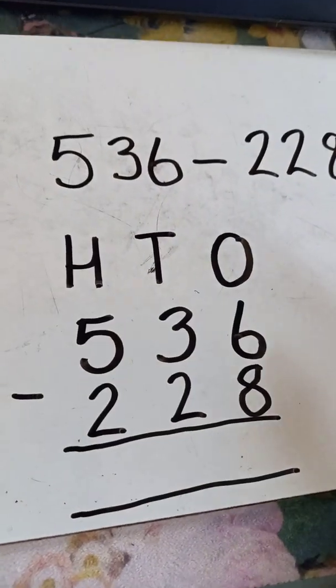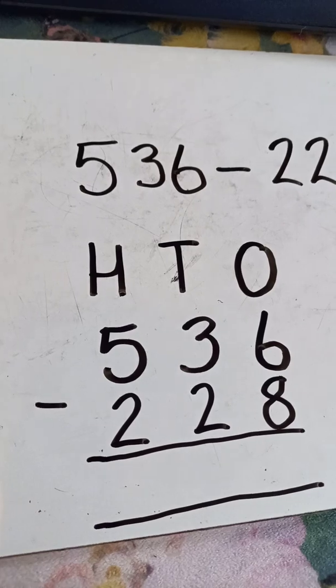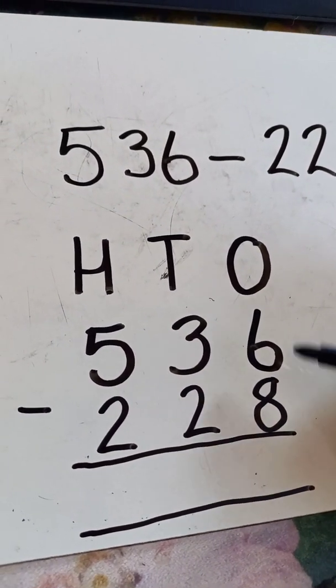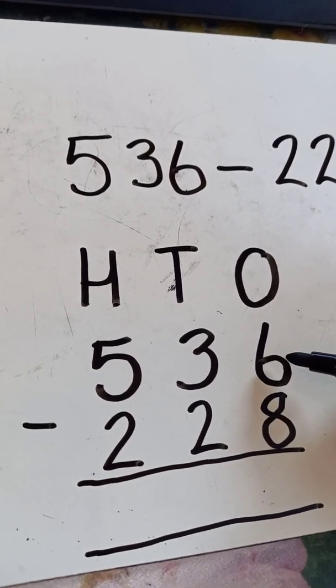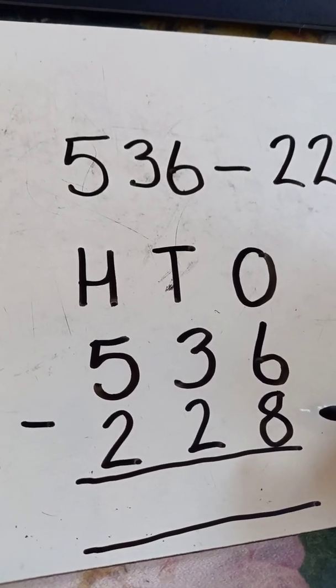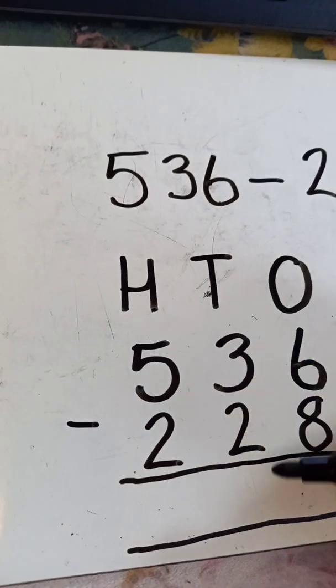So our first step of the calculation would be 6 subtract 8. Now, we know that we can't subtract 8 from 6. If we had 6 sweets, we can't possibly take 8 away. So what we need to do now is borrow from the next column. So we need to borrow a 10.